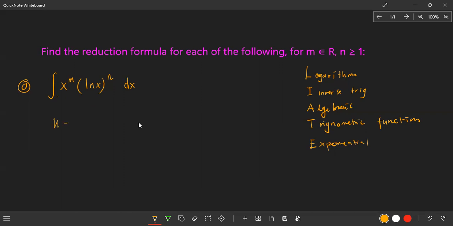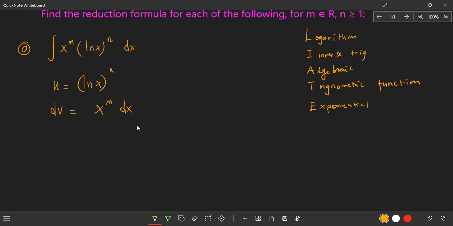So I'm going to say let u equal natural log of x raised to the power n. What remains will be dv. So dv is the function you're supposed to integrate: x to the power m dx, that's the dv. Just remember that every time you're integrating by parts, the integral of u dv is equal to uv minus the integral of v du.